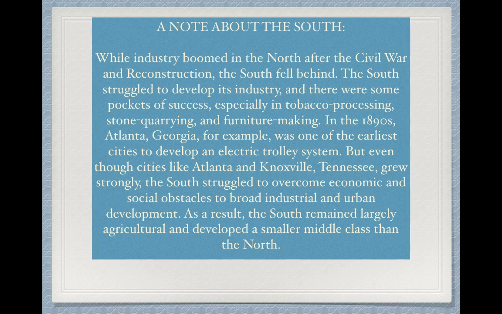What's happening in the South? So, as this slide says, while industry booms in the North after the Civil War, the South falls behind. There are pockets of industry that develop in the South, but the majority of the South stays very agricultural, while the North grows urban areas. The South stays rural. And it continues this sort of north-south divide of the economy.